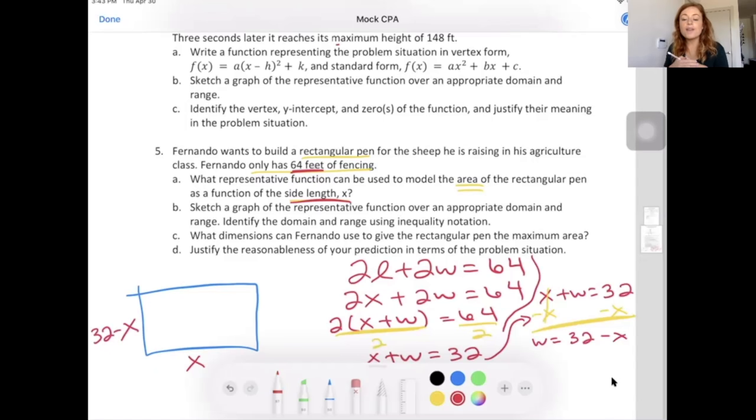Once you have done that, that's just your preliminary steps. That's just us figuring out our dimensions, what's our length, what's our width. Then we can go to question A, where it asks what equation can be used to model the area, which is A equals length times width, of the rectangular pen as a function of the side length x. We already have our length, which is x, and our width, which is 32 minus x. Let's take that over to a little more space to write on.